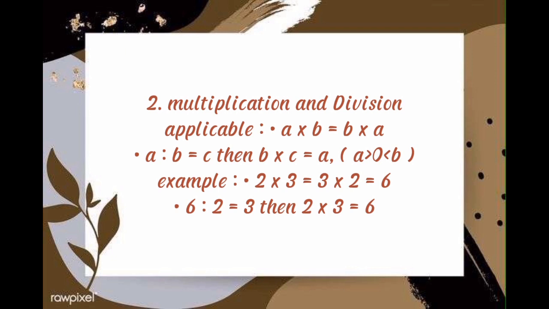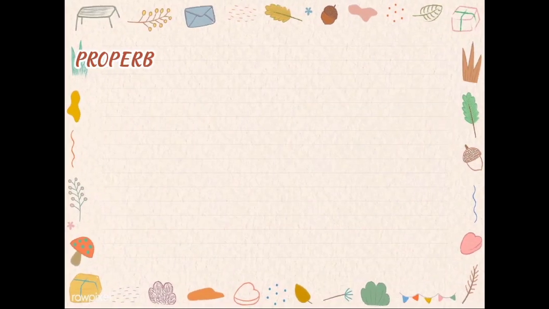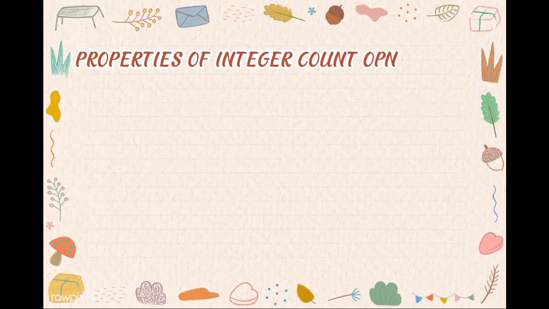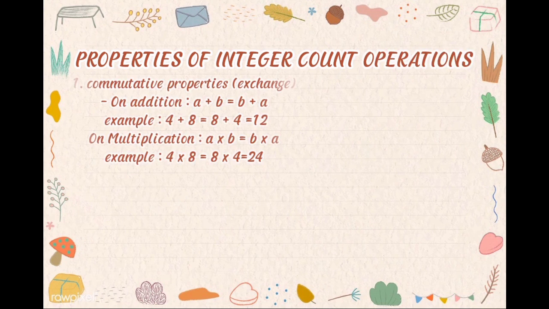Example, first, 2 times 3 equals 3 times 2 equals 6. Second, 6 divided by 2 equals 3, then 2 times 3 equals 6. Next, the properties of integer counting operations, which consist of 3 properties.